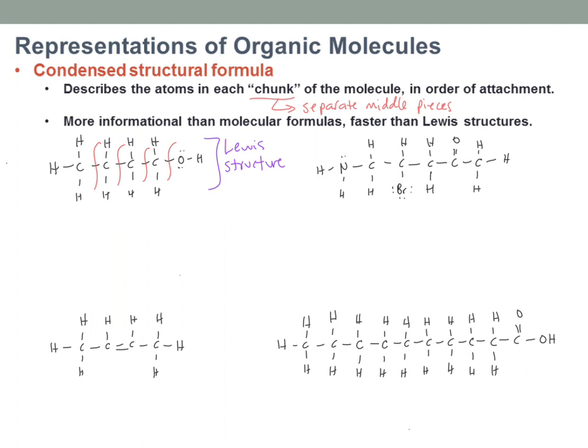Now, what we're saying is that for the condensed structural formula, you write the atoms that are in each chunk. So I'm looking at this and I see my first chunk here. It has a carbon and 3 hydrogens. My next chunk has a carbon and 2 hydrogens. My next chunk has a carbon and 2 hydrogens. My next chunk has a carbon and 2 hydrogens. And then lastly, I have an O and an H. And this is my condensed structural formula.